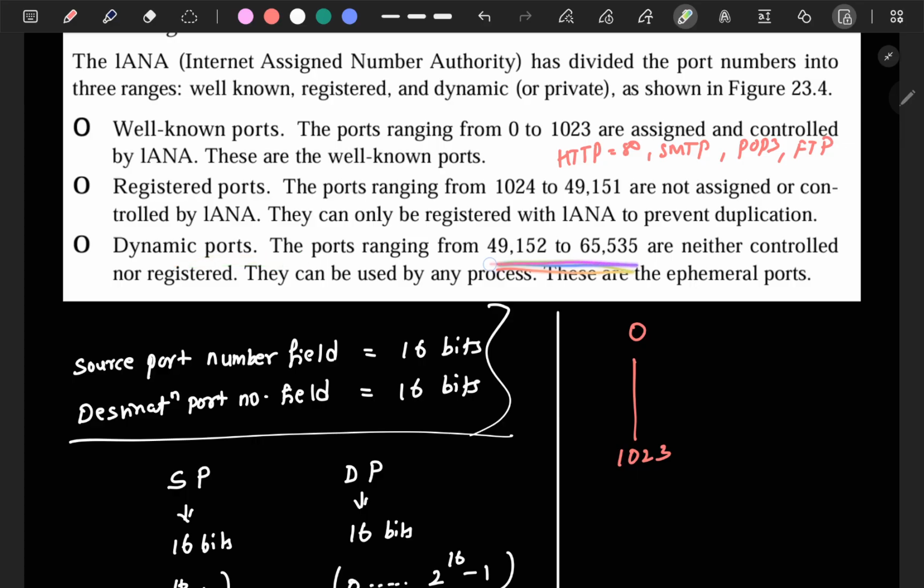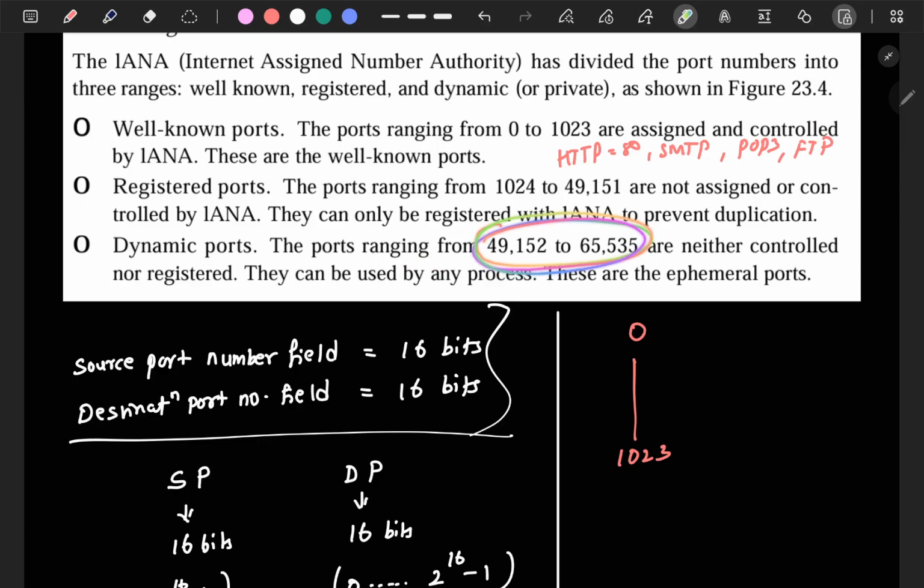This range, from 49152 to 65535, is the range of port numbers allocated to private processes which a user uses. Generally, whatever application or process you run on your computer, I told you, the operating system will assign some port number to that process. The operating system will pick that port number from this range.